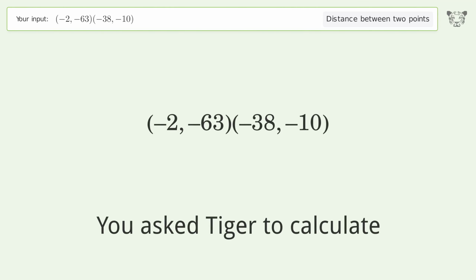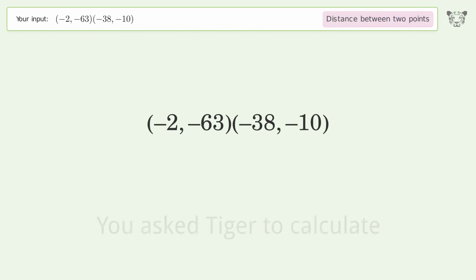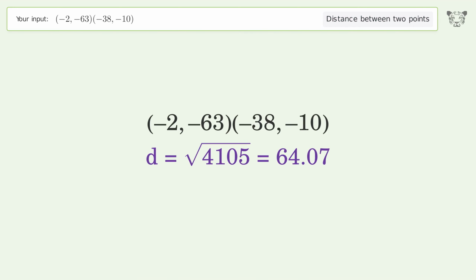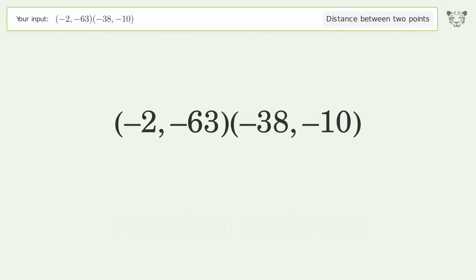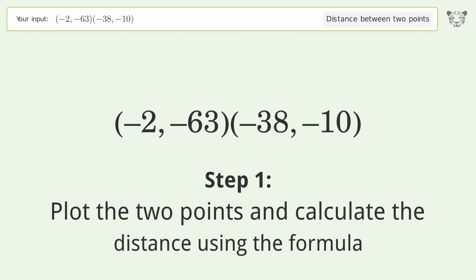You ask Tiger to calculate. This deals with the distance between 2 points. The distance between the 2 points is the square root of 4,105 or 64.07. Let's solve it step by step. Plot the 2 points and calculate the distance using the formula.